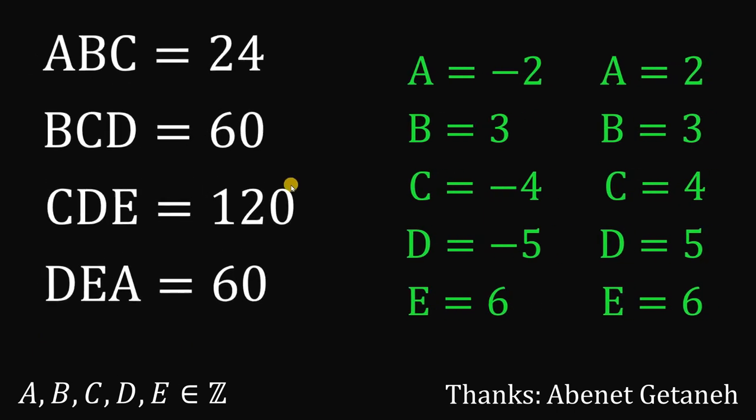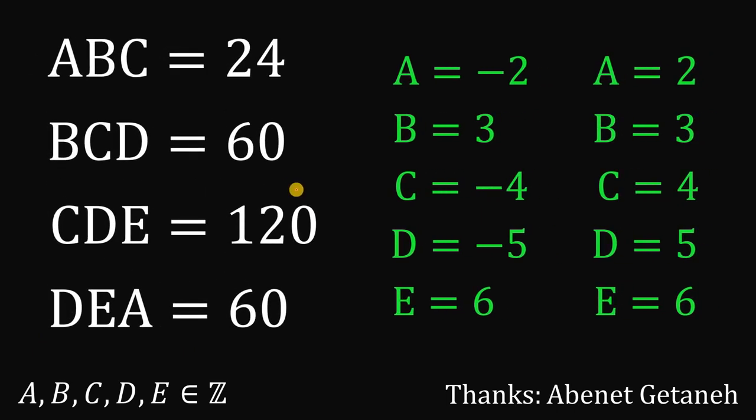Therefore, given this equation, we have two possible values for A, B, C, D, and E. We have negative 2, 3, negative 4, negative 5, 6, or 2, 3, 4, 5, and 6. And as always, we are done.